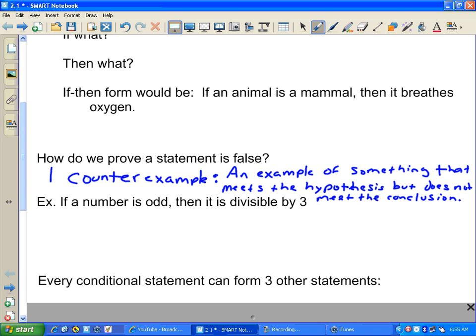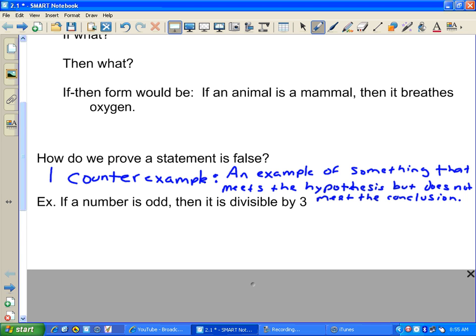Here's another example. Let's have this if-then statement. If a number is odd, then it is divisible by 3. So take a moment and try to think of a counterexample to this. So try to think of a number that is odd, but is not divisible by 3. There's lots of examples you could have thought of. 1. 1 is odd. It's not divisible by 3. I can divide it by 3, but the word divisible means it goes in evenly too. So 3 has to go evenly into it. So 1 will be a counterexample.